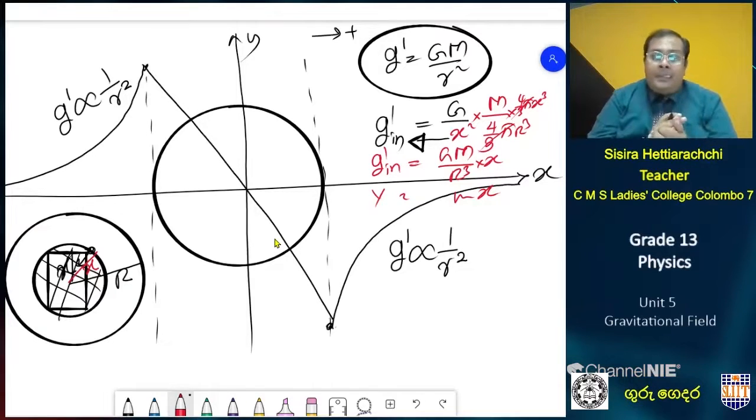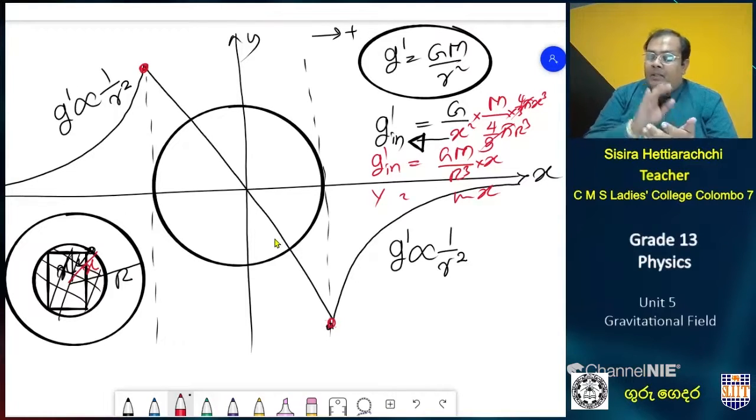Anyway, you should know that on the Earth's surface, on the surface of the planet, on the surface of the object, we can find maximum field intensity. This is the maximum value that can be created by this planet. Here maximum value. Inside it is decreasing, linear. Outside it is decreasing rapidly. This is a basic variation of field intensity.